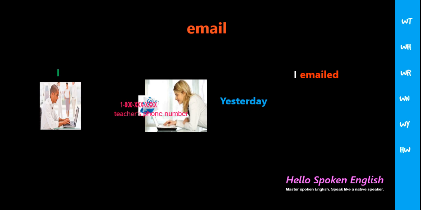Next, you have to tell more information about the main idea. Emailed who? Yeah, her. And emailed what? The teacher's phone number. And the last thing? When? Yesterday. I emailed her the teacher's phone number yesterday. Easy, right? You can change the information of who, what, and when to whatever you want.